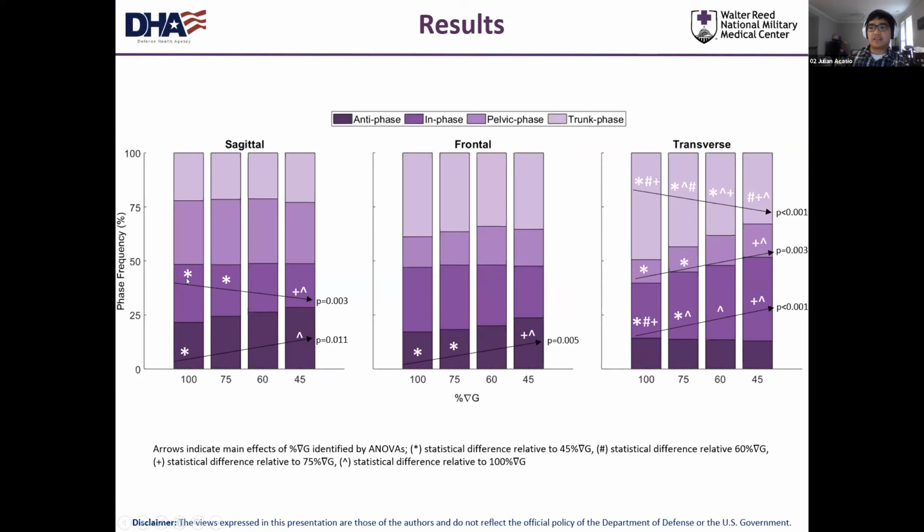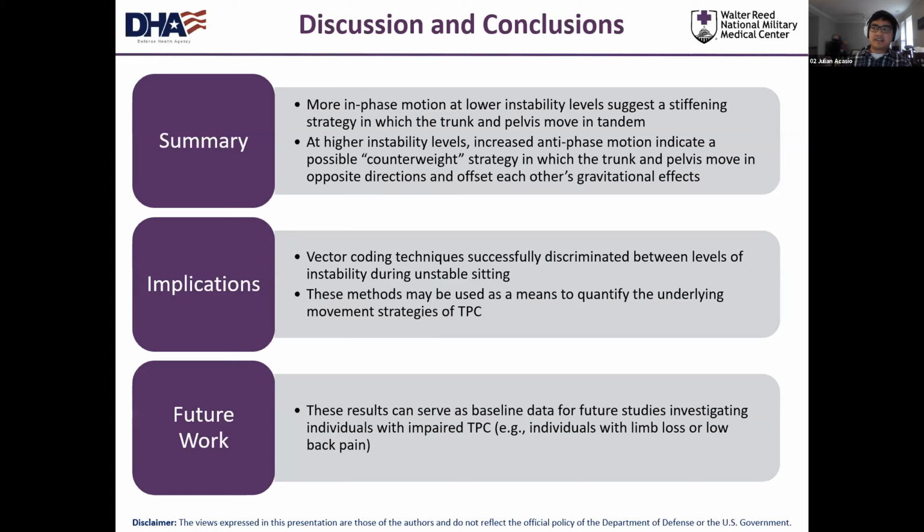In terms of big picture implications, I think these results successfully discriminated between levels of instability during unstable sitting, and therefore can be used to quantify the underlying movement strategies of trunk postural control. In the future, this data can serve as a baseline for studies investigating individuals that have impaired trunk postural control, so people like individuals with lower limb loss or low back pain.